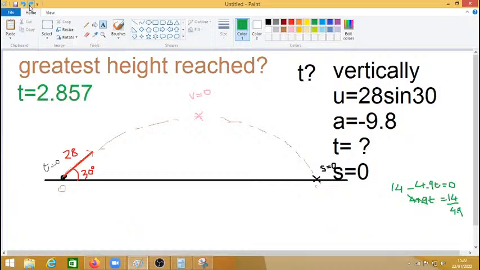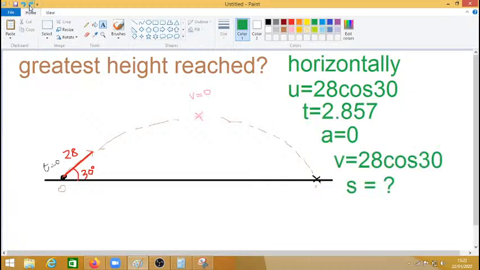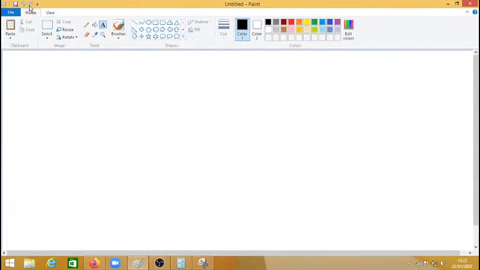So time worked out to be 2.857 seconds. Then we looked at it horizontally and we're saying the initial velocity is 28 cos 30 now because we're horizontal. Time, acceleration, final velocity we all know. The only thing we don't know is the distance. So we use the formula S equals ut plus half at squared. All the numbers went in and it was a very easy calculation to get 69.27.